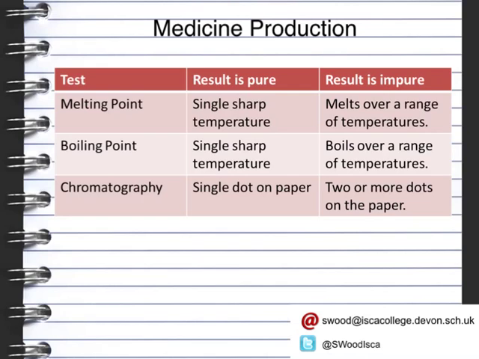If it's a liquid chemical, you can test the boiling point, which is the same as the melting point, where you get a single sharp temperature or a range of temperatures. And then with chromatography, you should get a single dot on the paper, or if it's impure, you get 2 or more dots. Okay, so that's the end of our lesson on batch and continuous production.